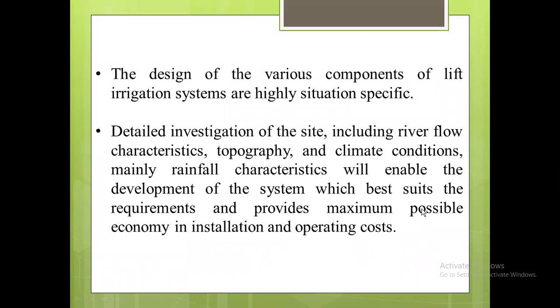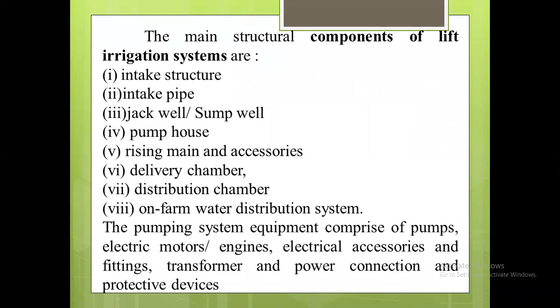The design of various components of the lift irrigation system is highly situation specific. The detailed investigation of the site, including river flow characteristics, topography, and the climatic conditions, mainly rainfall characteristics, will enable the development of the system which best suits the requirement and provides the maximum possible economy in installation and operating costs.